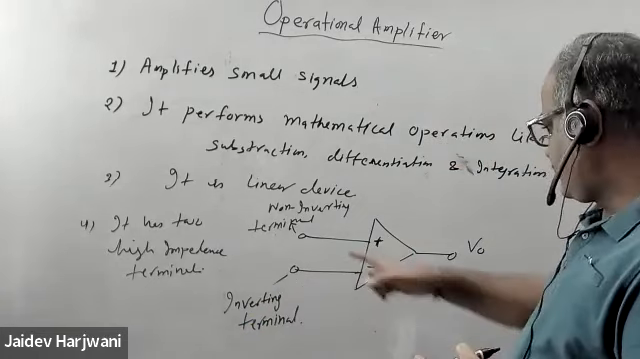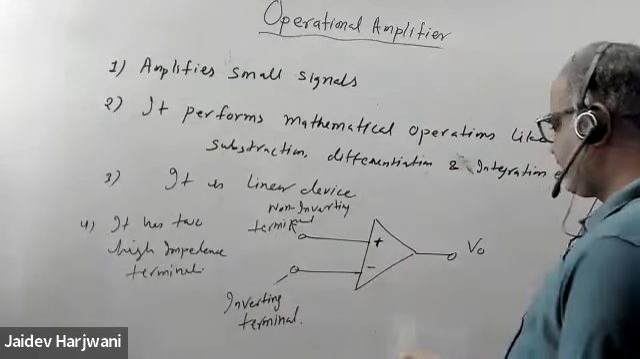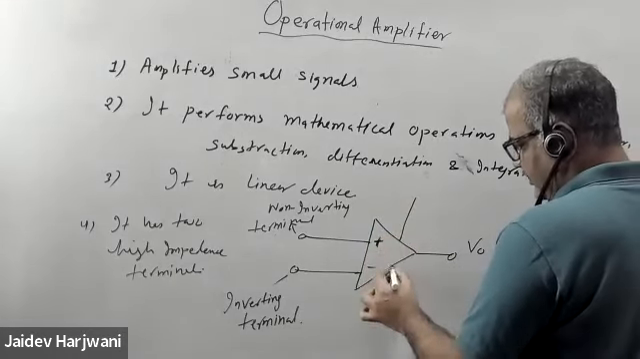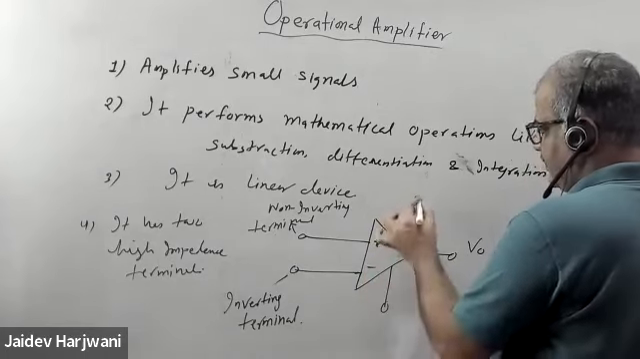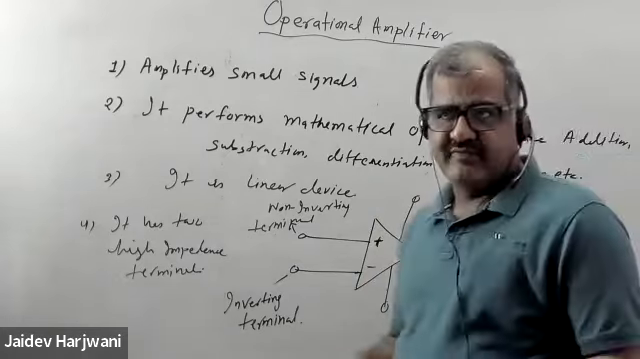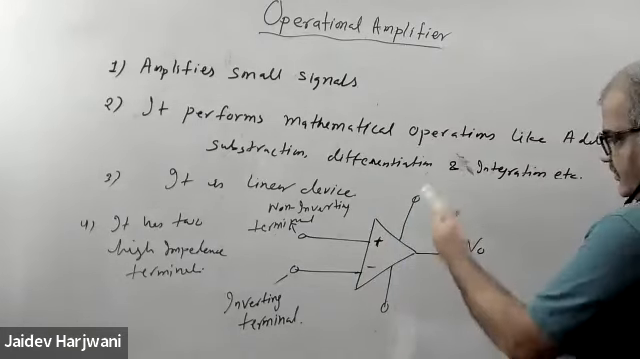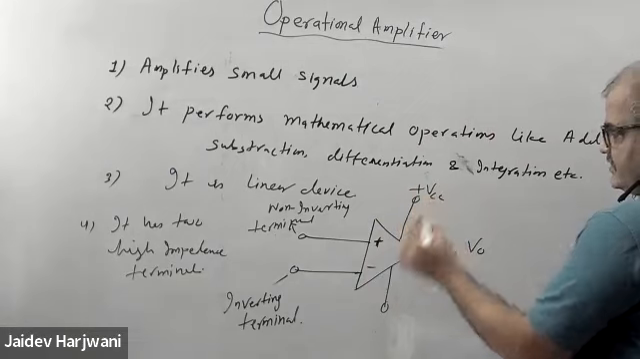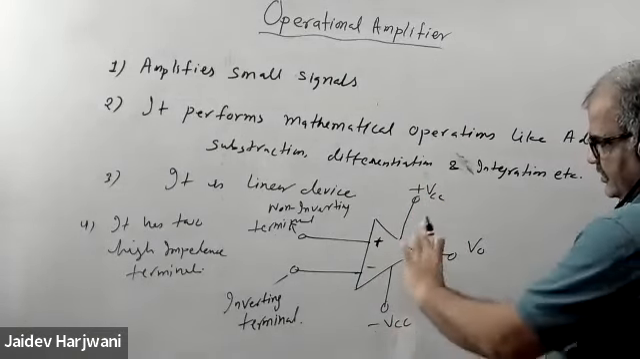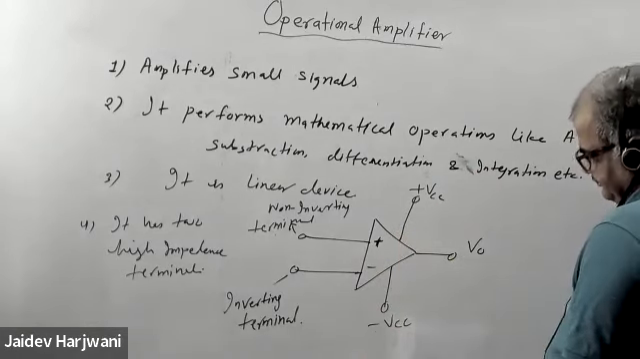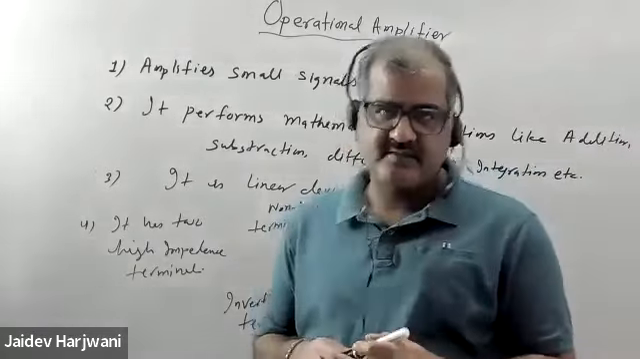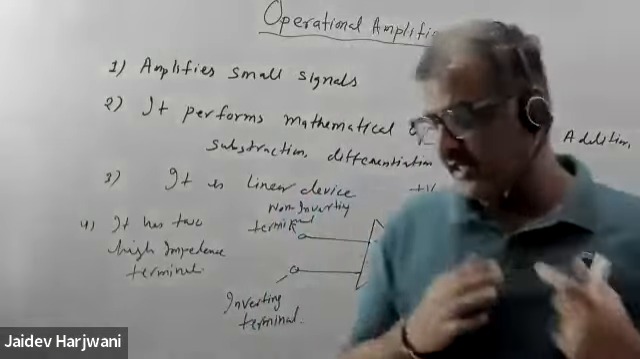Along with these three terminals, it can have many more terminals, as I told you. The two other terminals are also important. They are biasing terminals. We have to give some biasing to perform any amplification. So we give VCC and minus VCC to the operational amplifier. These five terminals are sufficient for us to understand the operation of an amplifier.